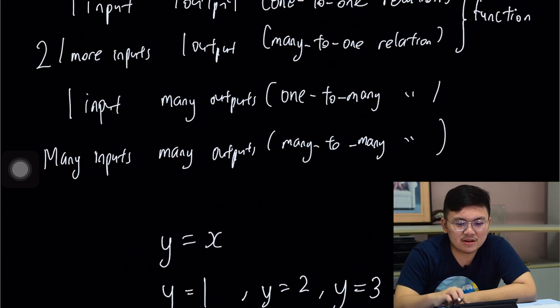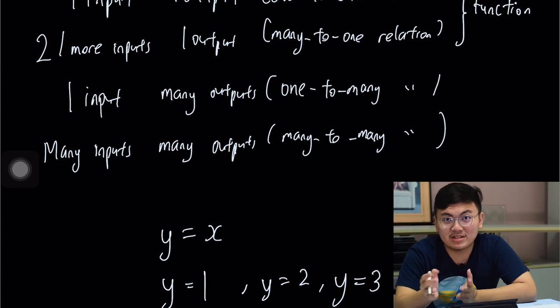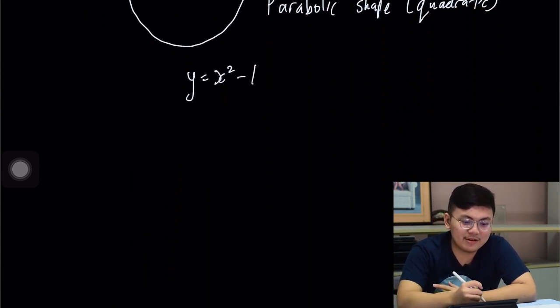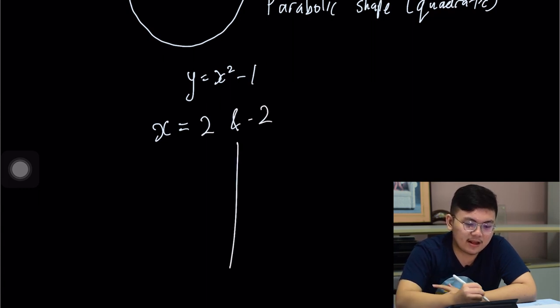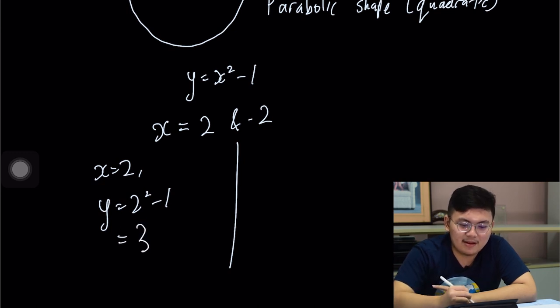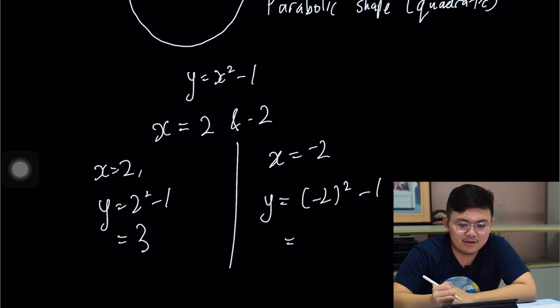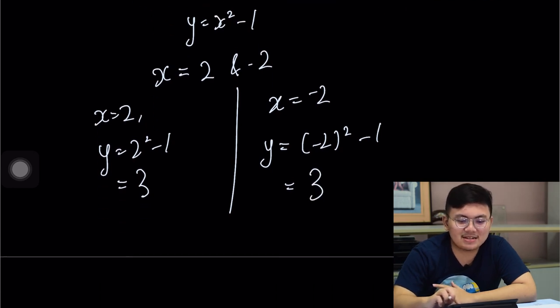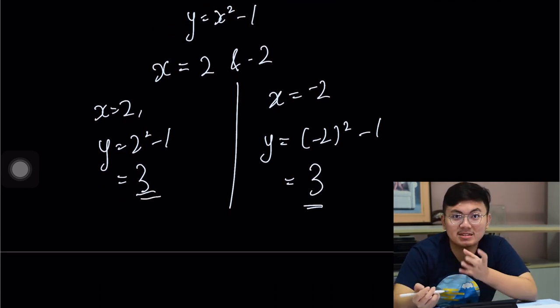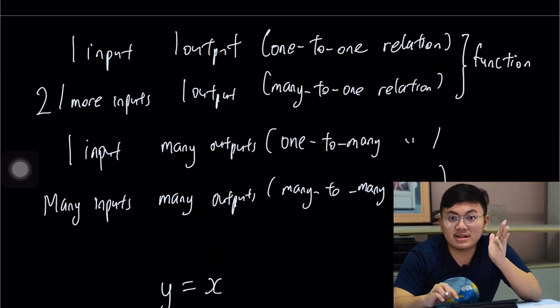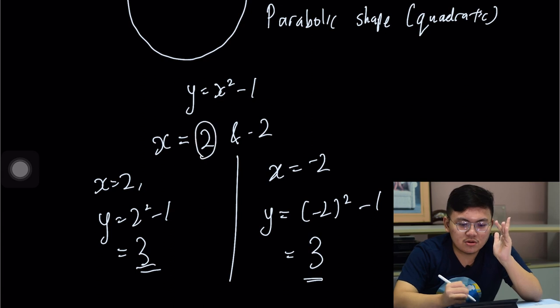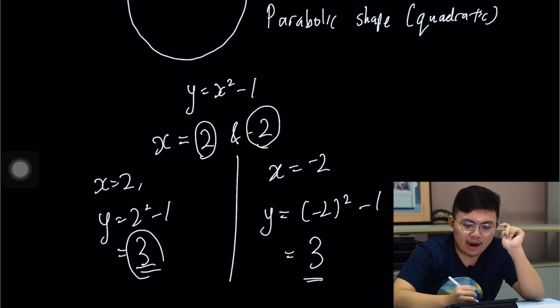So why do two inputs result in one output? I give you an example: if I put x equals 2 and negative 2. Here for x equal to 2, y equals 2 squared minus 1, which equals 3. Then here we have x equal to negative 2, y equals negative 2 squared minus 1, which results in 3. So you can see the output is the same. That satisfies the many-to-one relation, where we have two inputs and result in only one output.